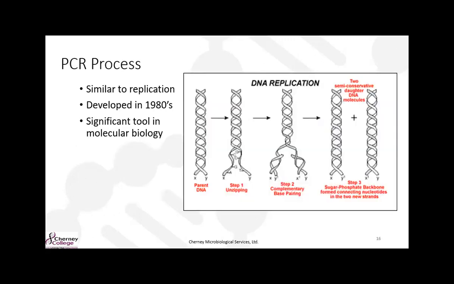Like I said earlier, this PCR process is really similar to replication in your own cells. This process was developed in the 1980s and has since then become a very significant tool in molecular biology. We take that one parent strand of DNA, unzip it into two strands, and then those base pairs complement each other as we create two new strands. Like I said earlier, A pairs with T, G pairs with C.